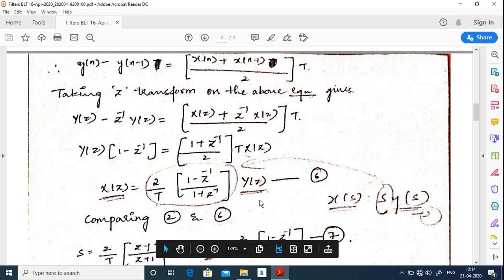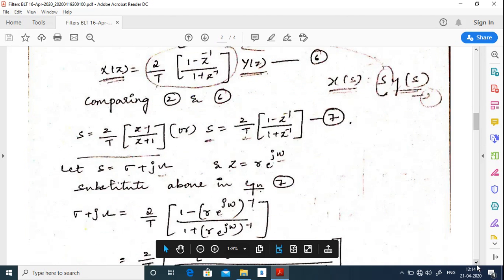Now if you compare this with this, see here, this is in the analog domain, this is in the digital domain. Similarly, y of s is in the analog domain, y of z in the digital domain. Here the term s in the analog domain, after applying the trapezoidal rule of integration, you will get it like this. That is, s is equal to 2 by t times of 1 minus z power minus 1 by 1 plus z power minus 1.